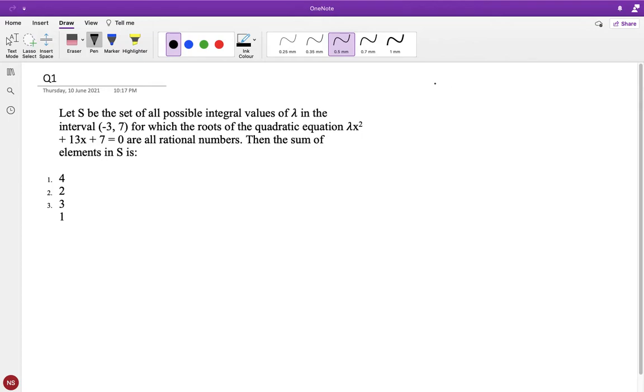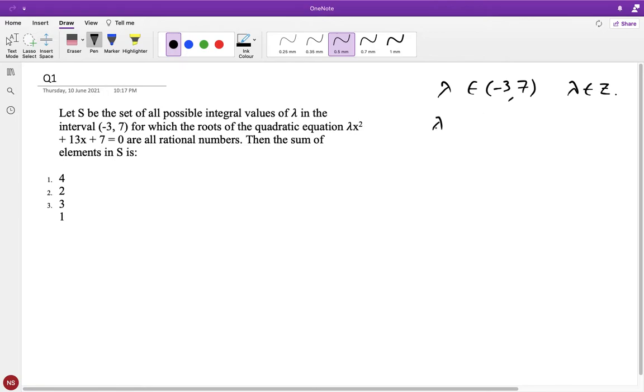First, we are given that lambda lies in the interval minus 3 to 7, but the question is talking about only integral values, that is lambda belongs to Z. So the total values that lambda can take are minus 2, minus 1, 0, 1, 2, 3, 4, 5, 6. Lambda cannot take the value minus 3 and it cannot take the value 7. So these are the 9 values it can take.